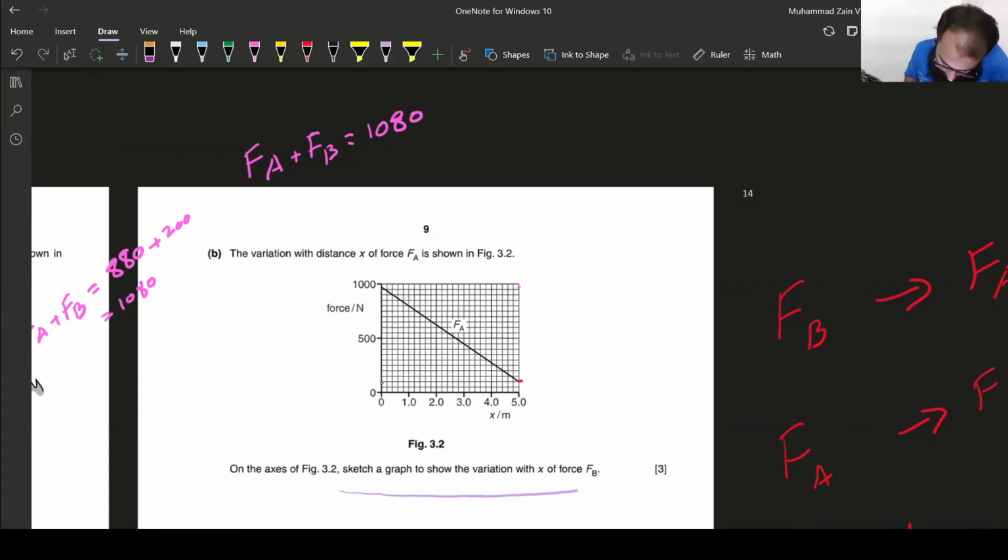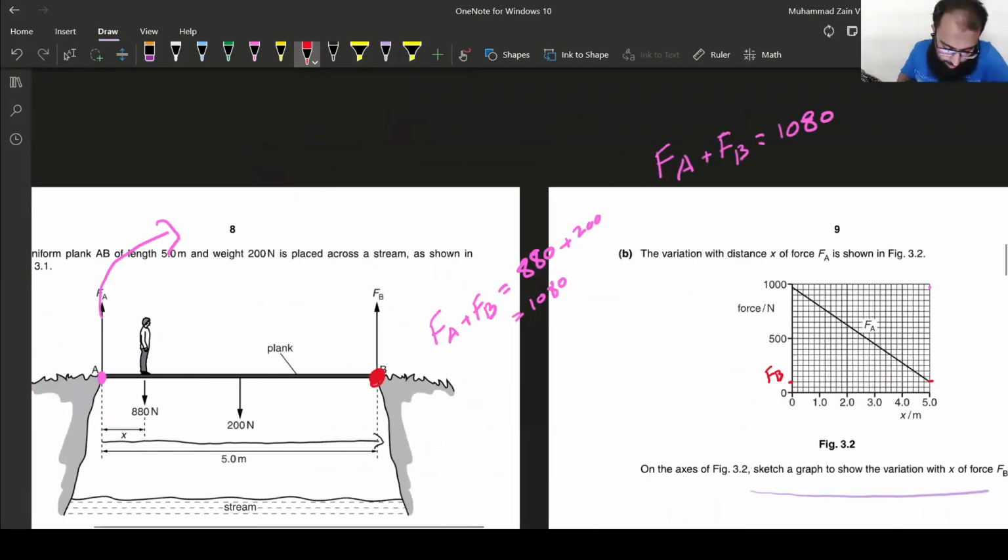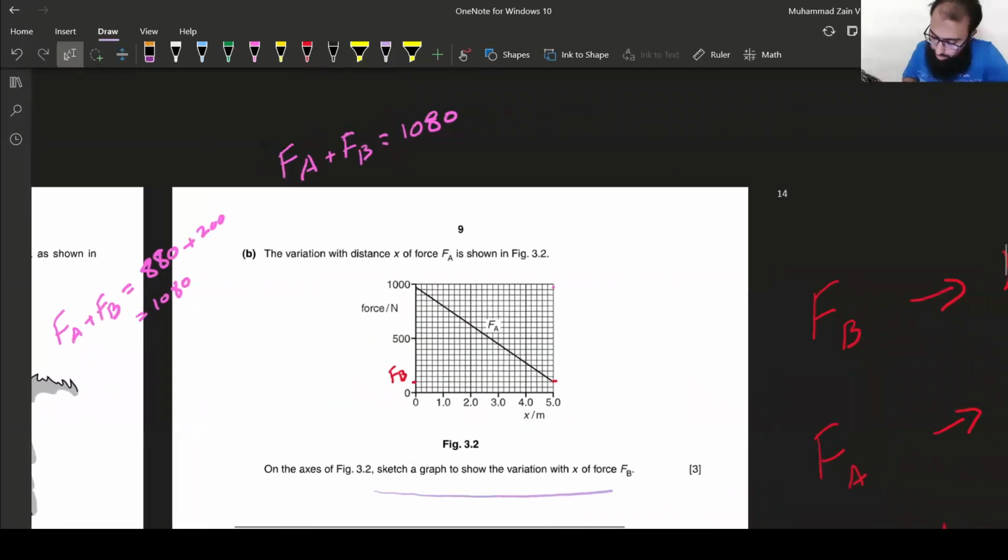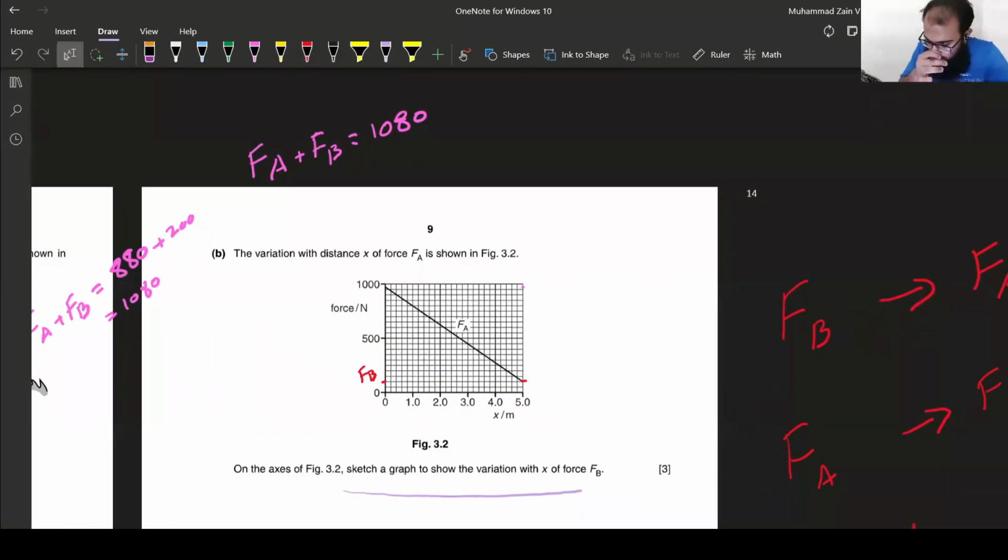So when the person's at x equals 0, at point A, I locate my force FB, which is equal to 100. And then I look at the extreme endpoint, when the person is standing at point B. When the person is at point B, FA is equal to 100. And I know the sum of both forces is again supposed to be 1080, so FB is supposed to be 980. I now know both the extreme points of FB. I just draw a straight line and join these.